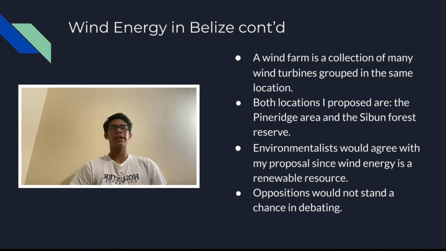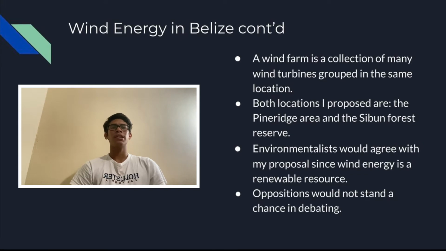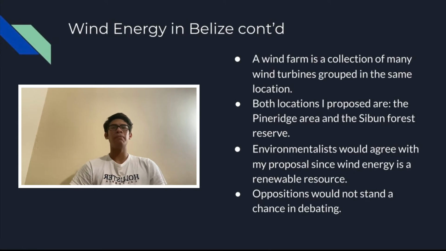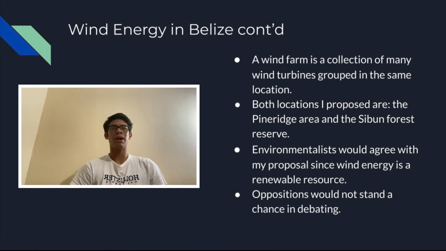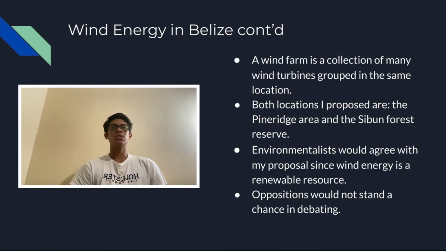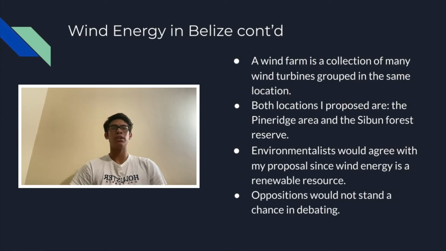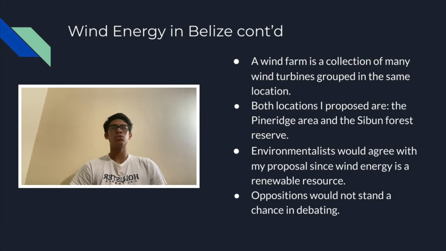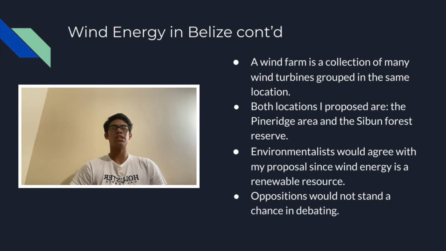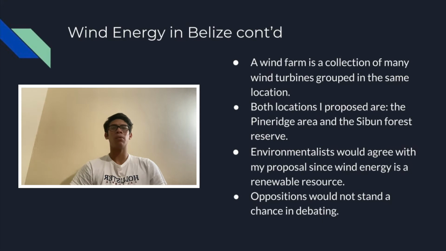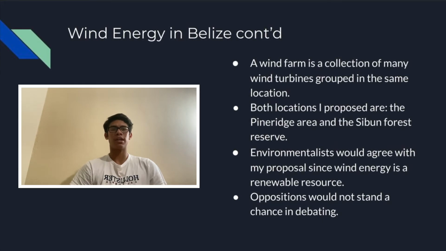The first location I thought about was the Pine Ridge area in the Cayo district. The Pine Ridge area is covered with many mountains and extensive highlands where the winds would hit these wind turbines perfectly. This wind farm would also be very accessible given that there is a road that cuts right through the Pine Ridge area. The wind energy would then be transported to the nearby villages among Pine Ridge and to further villages like Santa Elena and San Ignacio.